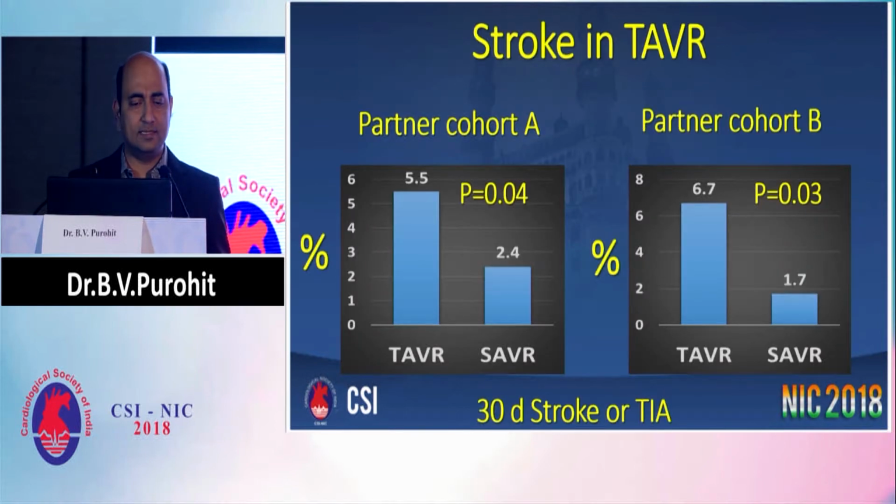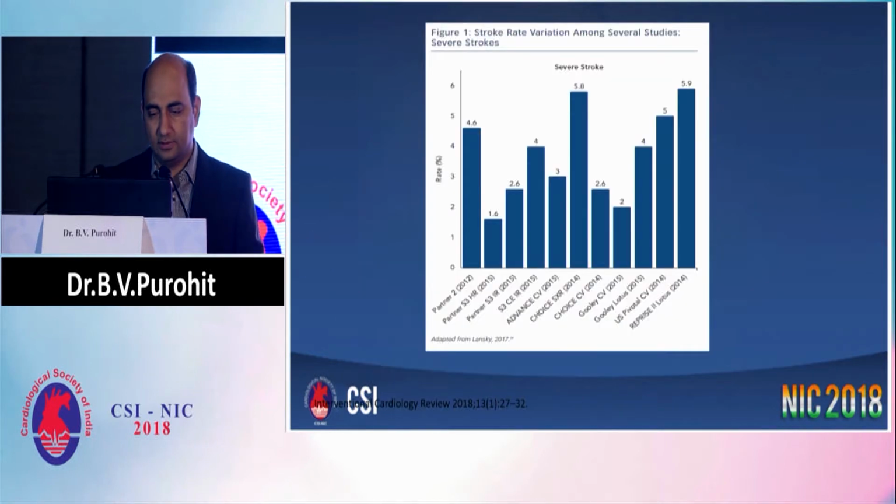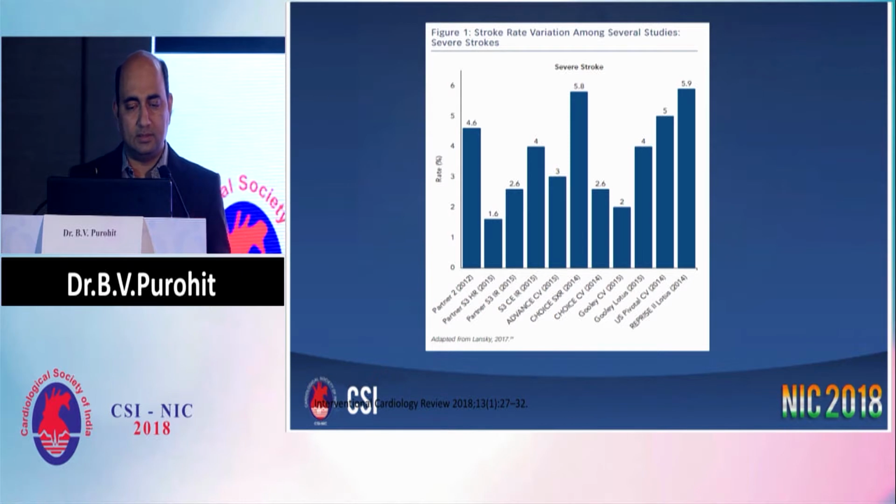What exactly is the incidence? If you go by historical data, PARTNER A and B had almost 5.5% in comparison to the surgical stroke rate, which was almost 2.5% in that situation. This study again shows that almost a similar stroke rate we are seeing in most of the trials, which is hovering around 3 to 5% at the current level.